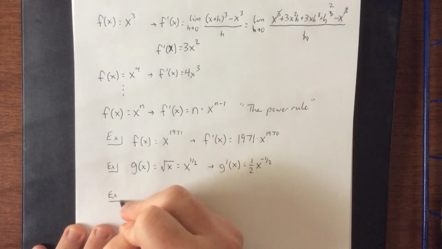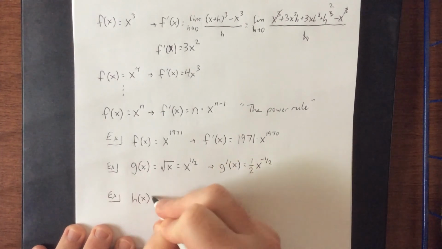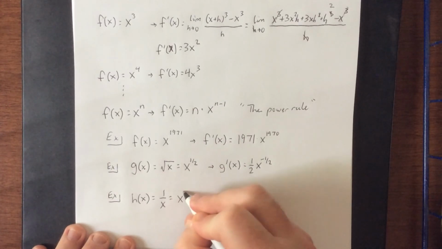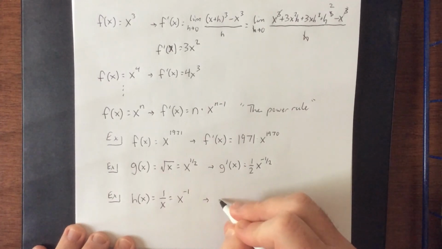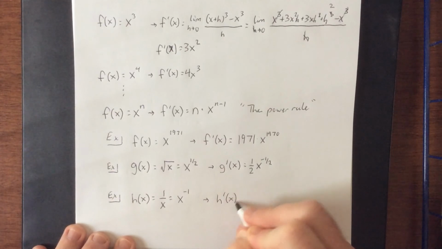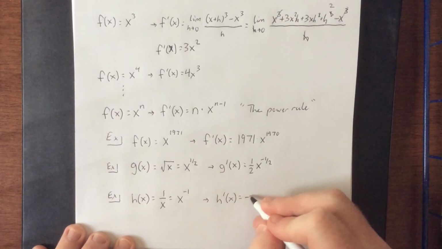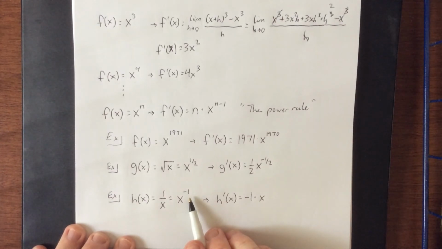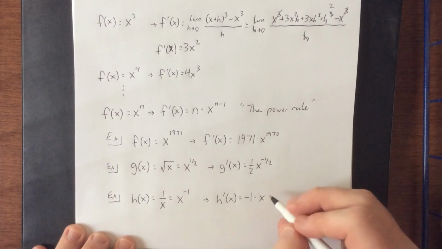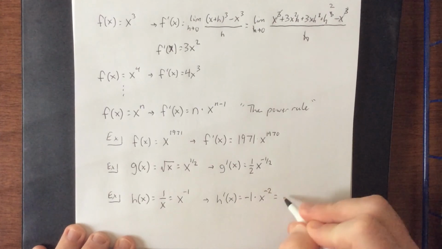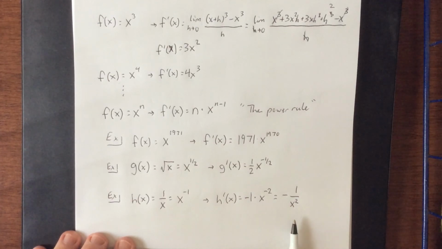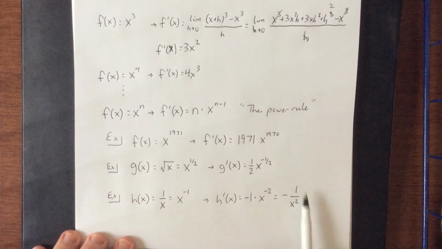This also works for things like negative exponents. I believe we did this one in a previous video. H of x is equal to 1 over x. Expressed as a power of x, that would be x to the negative 1 power. Applying the power rule in this case, we multiply by the current power and reduce the power by 1. Negative 1 is going to have 1 subtracted from it. Negative 1 minus 1 is negative 2. This can also be re-expressed in terms of a rational expression as negative 1 over x squared.